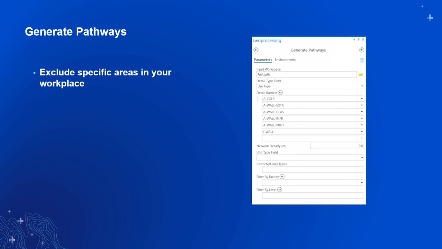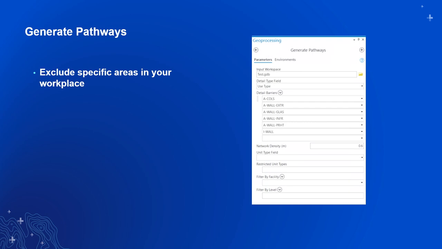The detailed type field, so we're saying our detail barriers are going to be things like columns, exterior walls, and glass walls. Unless you want your users walking through glass walls, you want to put that in there. And just regular walls, unless you have staff that can break the laws of physics and walk through walls, you don't have to put that in there, and that lets the lattice know where it's not going to put down a network.